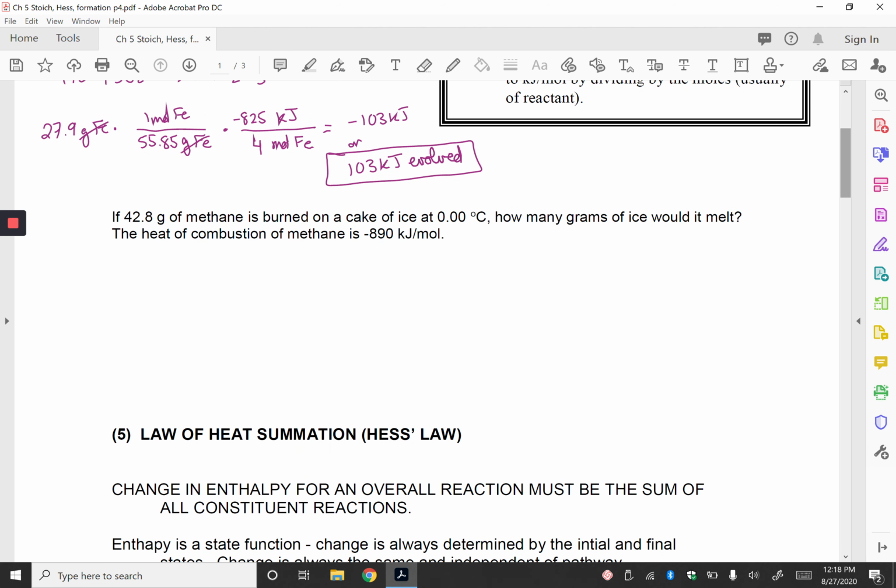It says, if 42.8 grams of methane is burned on a cake of ice at 0 Celsius, how many grams of ice would it melt? The heat of combustion of methane is negative 890 kilojoules per mole.